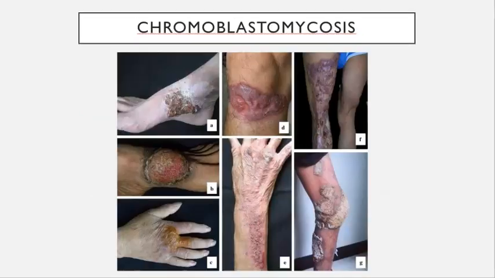Here are some images of the lesions that are caused by chromoblastomycosis. You can see those ulcerated, crusted, long-lasting lesions, and of course some of them have that cauliflower appearance.